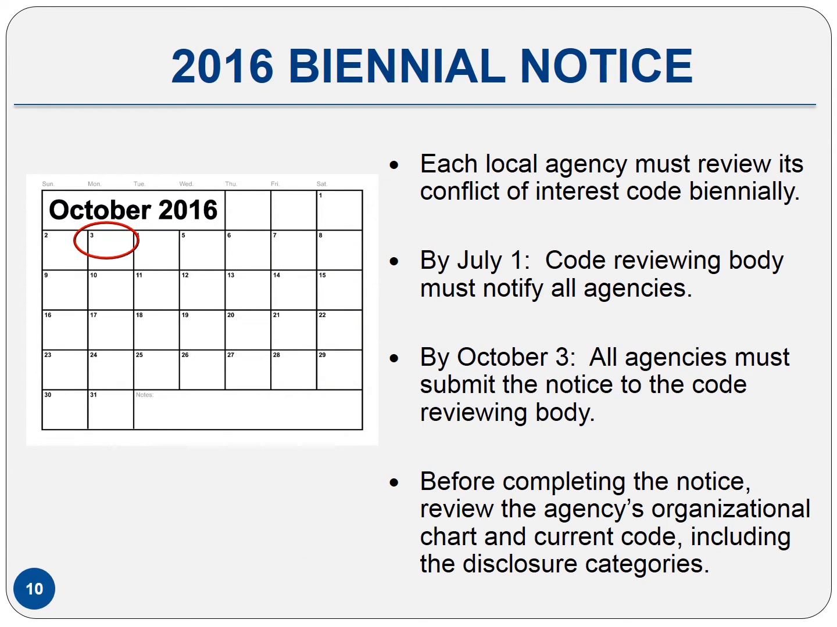All local agencies should have recently received the biennial notice, which must be completed each even-numbered year. All of the biennial notice information is available on our website. Please note that October 1st falls on a weekend, so the due date for the biennial notice is October 3rd.